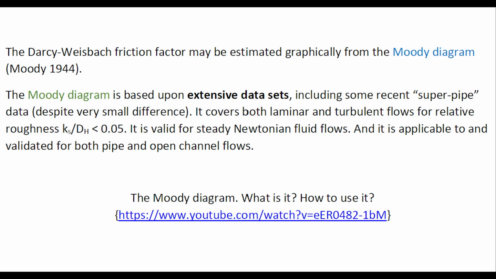The Darcy-Weisbach friction factor may be estimated graphically from the Moody diagram. The Moody diagram, which is based upon an extensive dataset including some recent superpipe data, covers both laminar and turbulent flow for relative roughness up to 5%. It is valid in steady Newtonian fluid flow, and it is applicable and validated for both pipe and open channel flow. One may refer to the video movies in this channel.